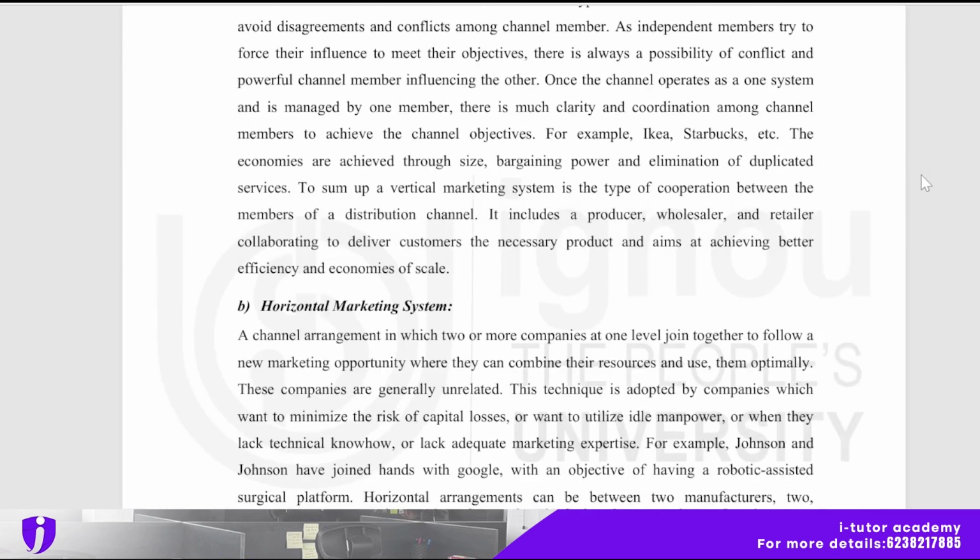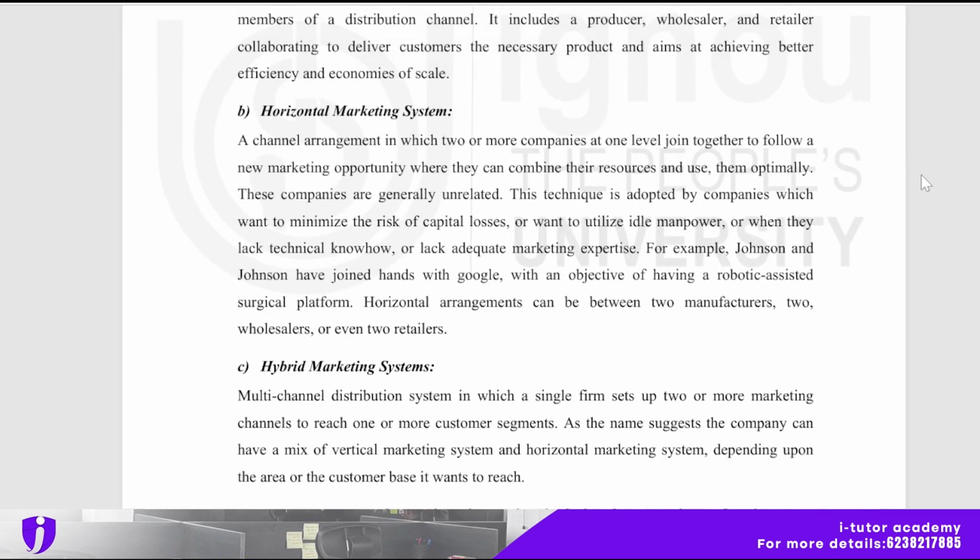And next is horizontal marketing system. In a horizontal marketing system, a channel arrangement in which two or more companies at one level join together to follow a new marketing opportunity where they can combine their resources and use them optimally. These companies are generally unrelated. This technique is adopted by companies which want to minimize the risk of capital losses or want to utilize idle manpower, or when they lack technical know-how or adequate marketing expertise.